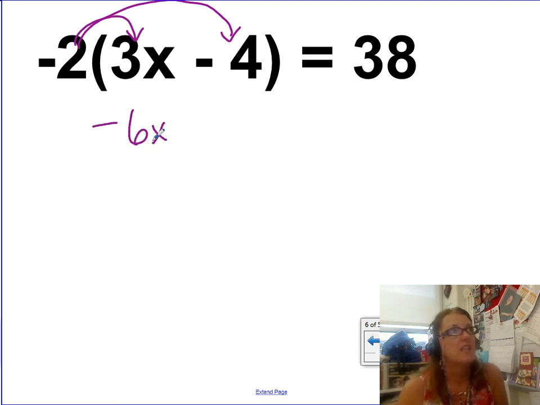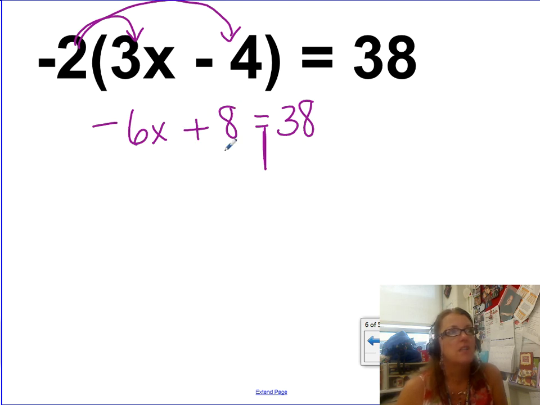I get a negative 6x. Negative 2 times a negative 4 or minus 4 gives me plus 8. And this equals 38. Aha! I don't have to do any more simplifying because this is an x term and that's just a constant. So I'm ready to go to town.